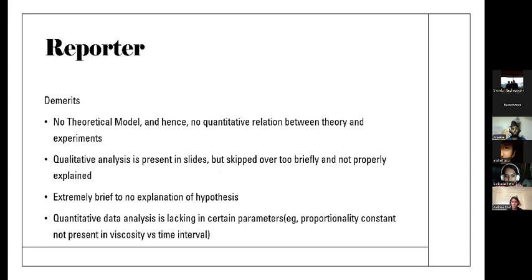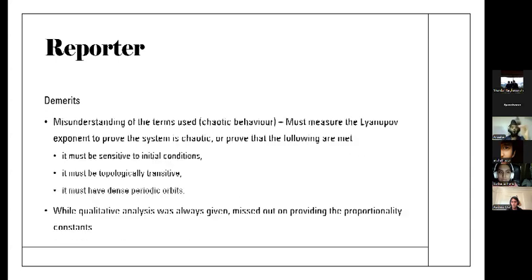For example, in the viscosity versus time interval graphs, there is only a qualitative analysis done that they are directly related, but the proportionality constant is missing. There should be very good quantitative data analysis done of the experiment if you are going to be using proportionality and trying to see that direct relation. If you say that it's a direct relation, you should show the proportionality constant as well. Or if it's an inverse relation, show the constant for that as well. That is not present for every single graph.